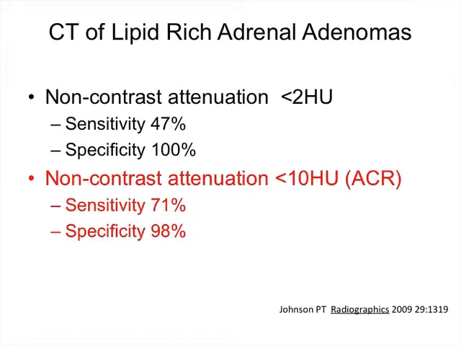So the literature says that the lower your threshold is in terms of attenuation value, the better your specificity. If you use a near fluid attenuation cutoff value of 2, your specificity is very high for lipid-rich adenomas, but unfortunately the sensitivity is poor. So the standard of practice in the radiology literature is we accept less than or equal to 10 Hounsfield units as a threshold on a non-contrast scan.